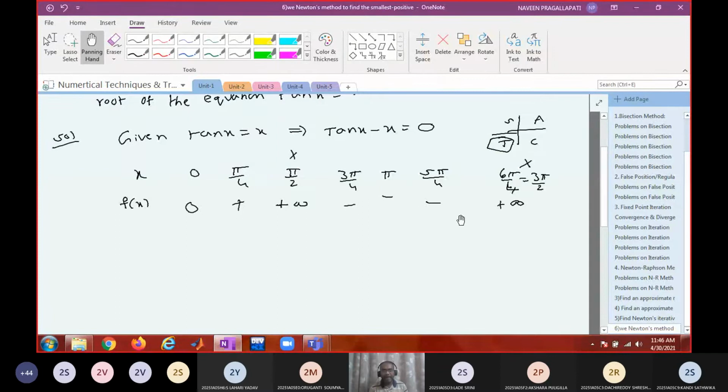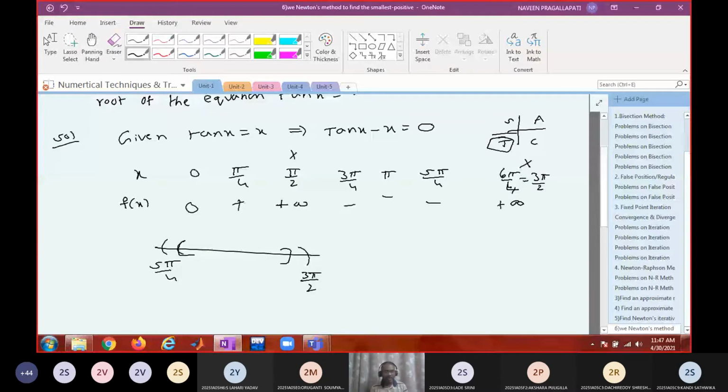Okay. So I think the root lies in between 5 pi by 4 and 3 pi by 2. Am I right? Because in the open interval, this is 5 pi by 4, this is 3 pi by 2. It's an open interval. You take any subinterval in between these two. So the root lies in this interval. So you start with some point in between these two.